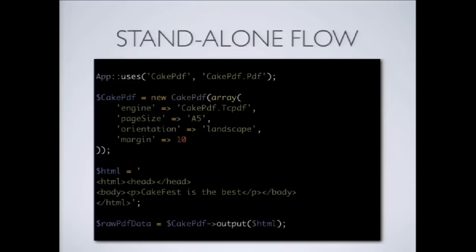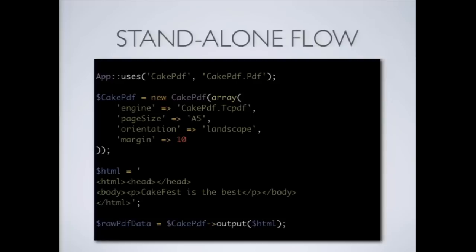First of all, you just have to load the CakePDF plugin, and then you just make an instance of the object of the class itself. And this accepts a list of configurations that you can define yourself. This is just a similar way of the PDF config. You can leave this empty and it just takes the global configuration, but you can still override the engine, page sizes, margins, and so forth.